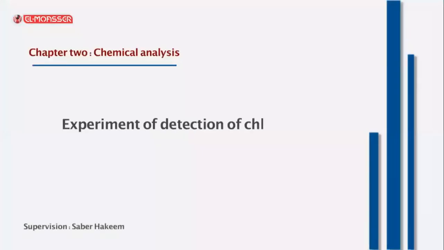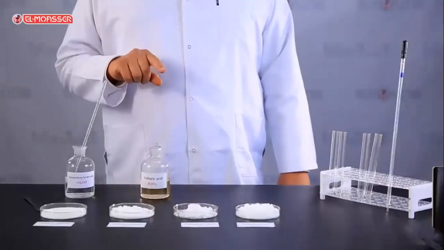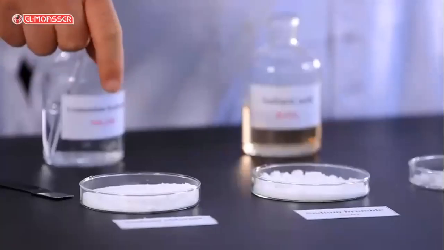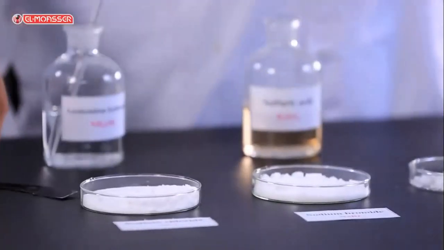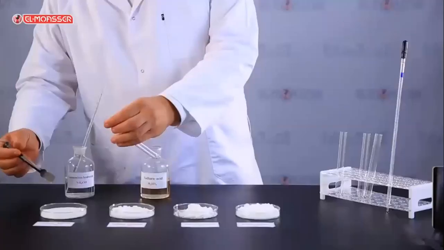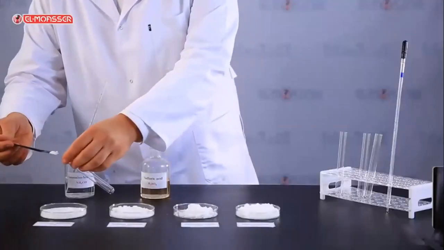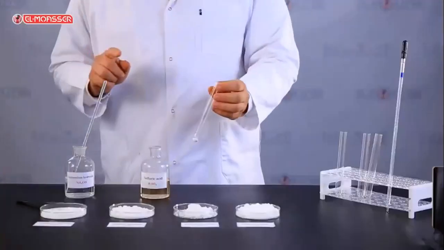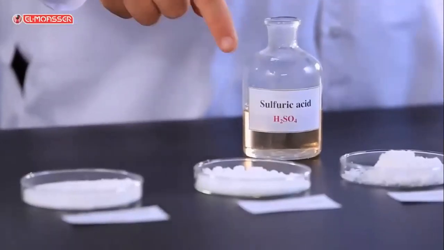Experiment of detection of chloride anion. Chloride anion is detected in sodium chloride salt by a main experiment and another confirmatory experiment. Main experiment. Add to sodium chloride salt drops of concentrated sulfuric acid.